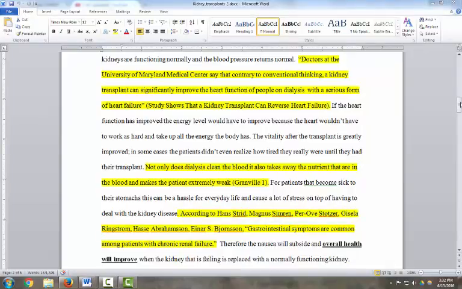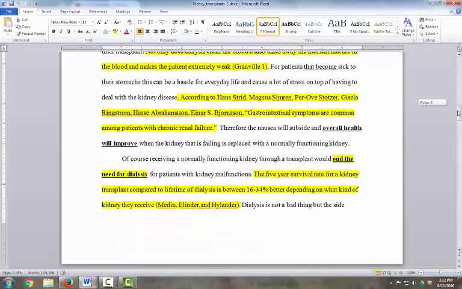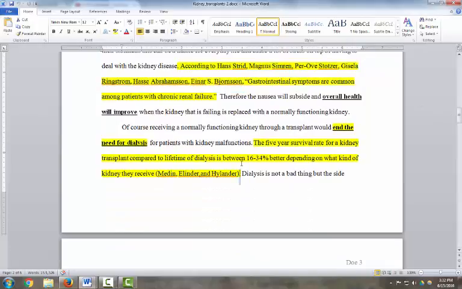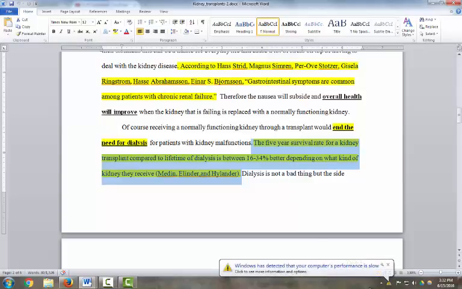Let's look at this next body paragraph too for a moment. That's the end of need for dialysis paragraph. You see this first citation here? Do you recognize what style that is? That is a paraphrase parenthetical. There's no quote marks on it, so the writer put it in their own words, but they still gave credit to the authors, Medin, Ellender, and Highlander.